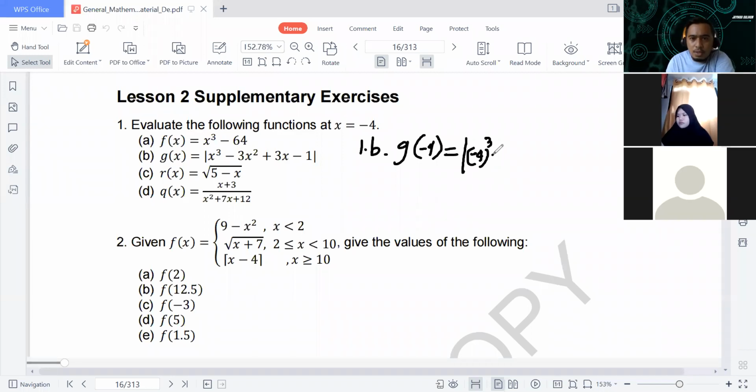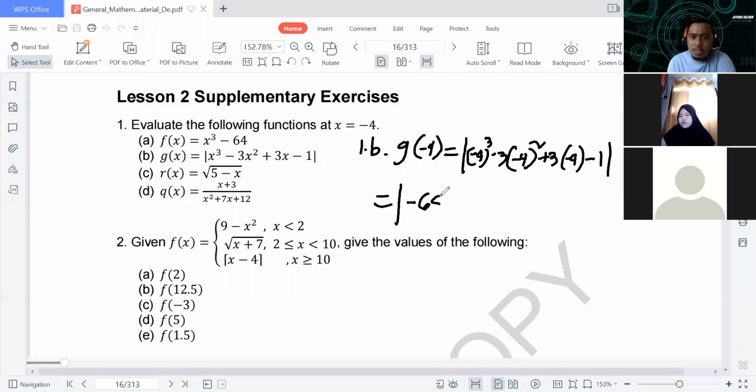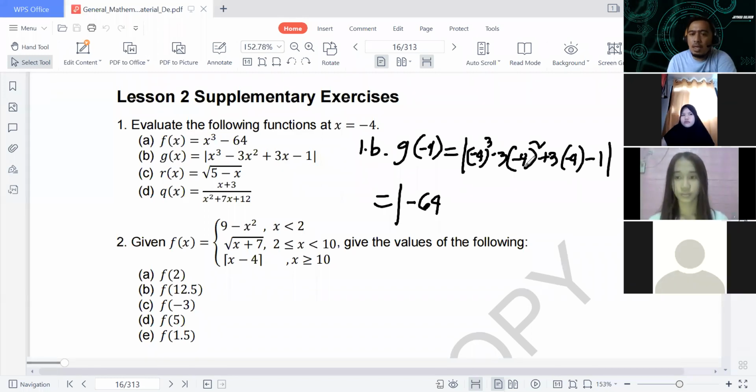-4 cube minus 3 x squared. So that is just -4 squared because your x now is -4, plus 3 times the -4, because again the x is -4, minus 1. Okay? And what you will do is simplify inside. A while ago, we know that this is just equal to the negative of 64. So this is now -64. But the -4 squared is just 16.